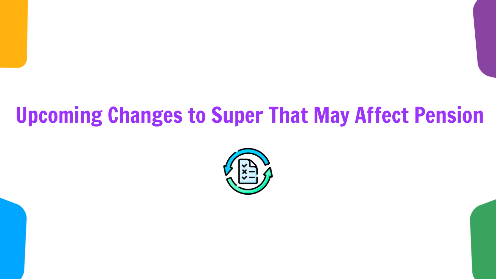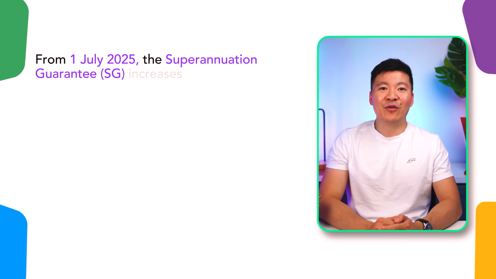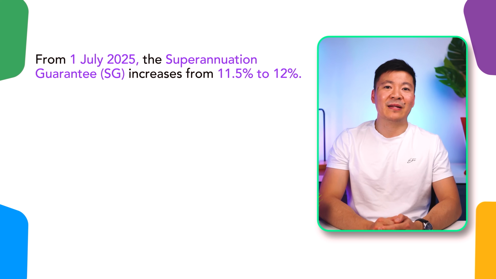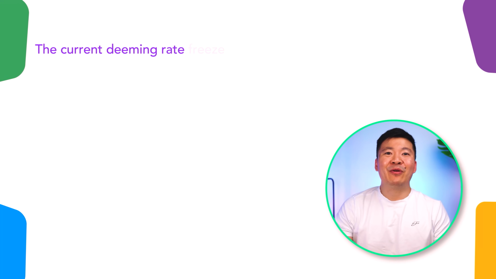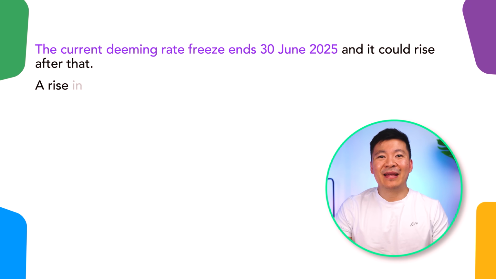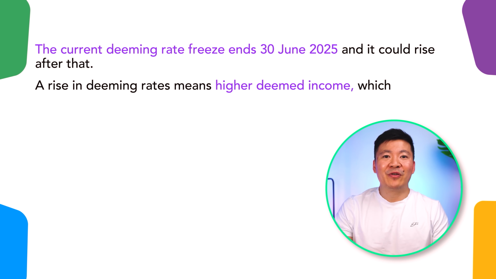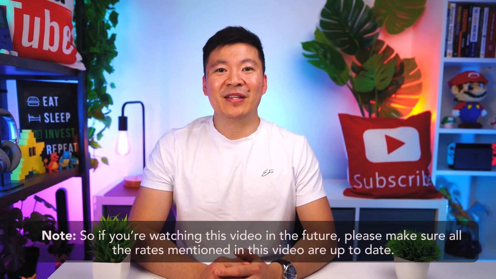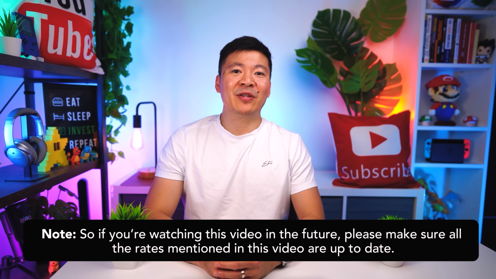Upcoming changes to super that may affect pension. From the 1st of July 2025, the superannuation guarantee increases from 11.5% to 12%. This means more money will flow into super, especially for young Australians. This increase means that employers will contribute more to employee superannuation funds, potentially affecting future age pension eligibility due to high superannuation balances. Also, the current deeming rate freeze ends 30th of June 2025 and it could rise after that. A rise in deeming rates means higher deemed income, which may reduce pension eligibility. If you're watching this video in the future, please make sure all the rates mentioned in this video are up to date.